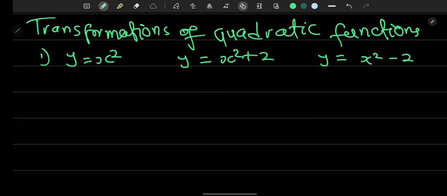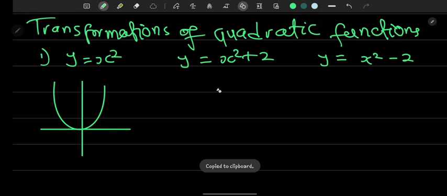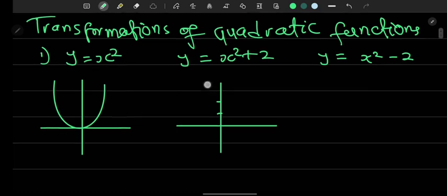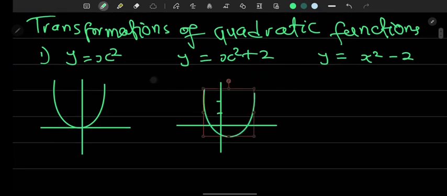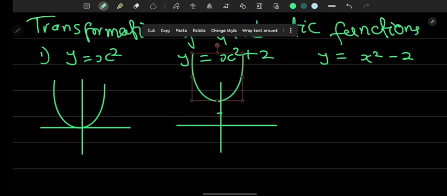Now from the parent function, we have y equals x squared. This is the graph for that. Now for y equals x squared plus 2, that means this will move up 2 units, and we now have this to be here. This is for y equals x squared plus 2.